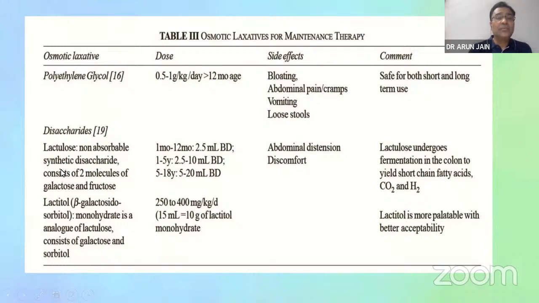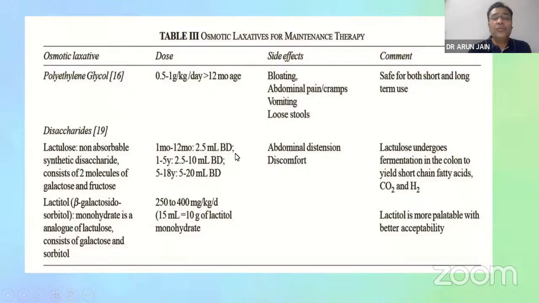Lactulose is a non-absorbable synthetic disaccharide, consists of two molecules of galactose and fructose. Now lactulose can be used in less than 1 year. So if a child is less than 1 year, you use lactulose or lactitol. But if a child is more than 1 year, then the drug of choice is PEG, यानी कि polyethylene glycol. Now we take lactulose up to 1 year. For 1 month and below, don't use it.